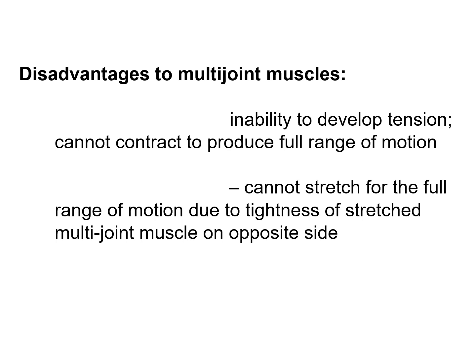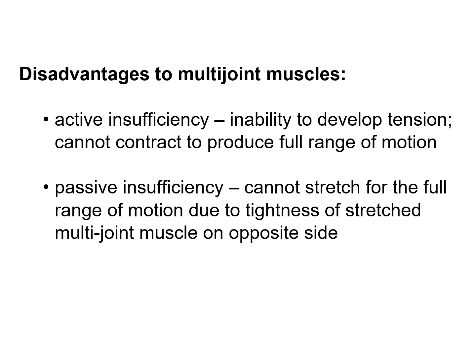So there are some disadvantages of our multi-joint muscles. The first one is active insufficiency, or the inability to develop tension, where we cannot contract these muscles to produce full range of motion. The other one is passive insufficiency, because we cannot stretch for the full range of motion due to tightness of a stretched multi-joint muscle on the opposite side.